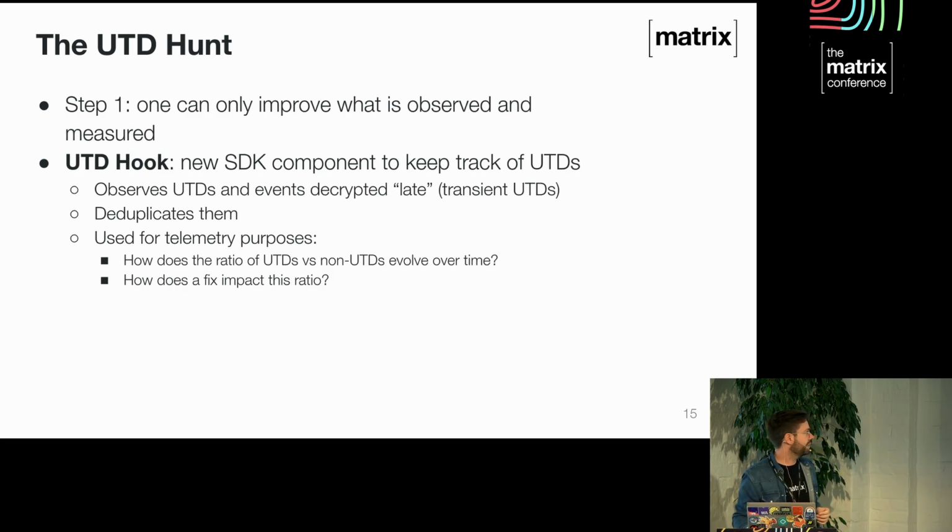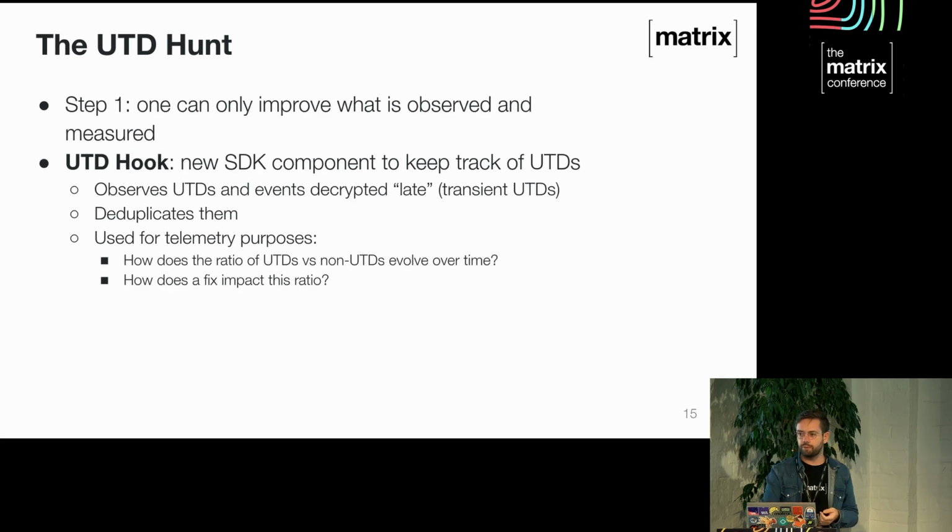And also it's able to deduplicate the UTDs, because if you close the app and restart the app, you may run into the same UTD on a subsequent synchronization, so we need to remember that this was a UTD. Also, you have transient UTDs because the protocol is such that you can receive the key for decrypting a message after you receive the message itself. So for a very short amount of time, the message will be marked as encrypted, and then later it will decrypt automatically. We call that a transient UTD or late decrypted, and we're also interested in having a reasonable idea of how many times that happens.